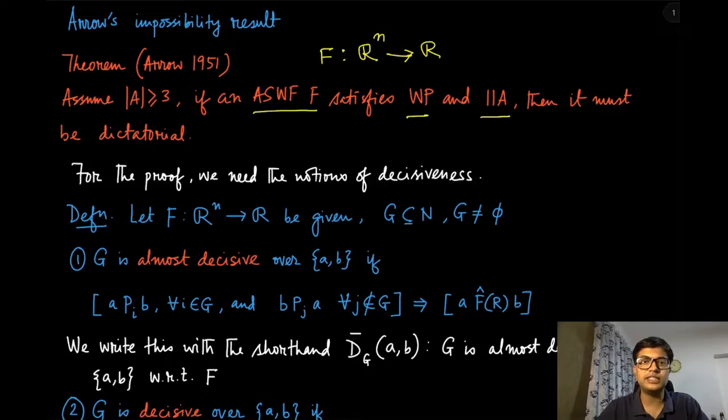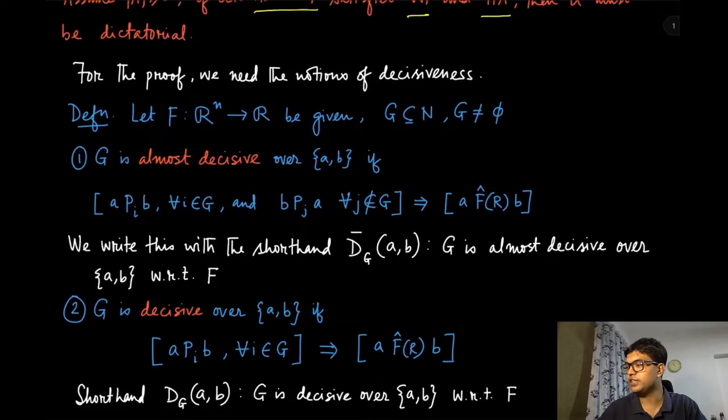So now, what is decisiveness? Informally, you can think of this as a group of agents. If they decide a specific ordering over a pair of alternatives, then that ordering will also come out as the social ordering over those alternatives. So you can imagine that out of these n agents, there is a group of agents who rank a specific pair of alternatives, let's say A and B, in a specific way, and that ordering is being reflected when you look at the final ordering given by this Arrowian social welfare function. So that is the intuitive notion of decisiveness. Let us make it formal.